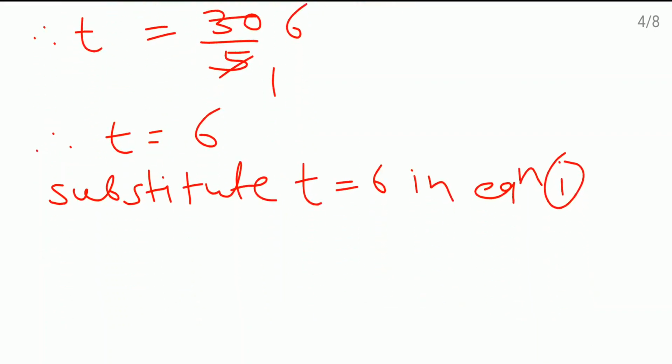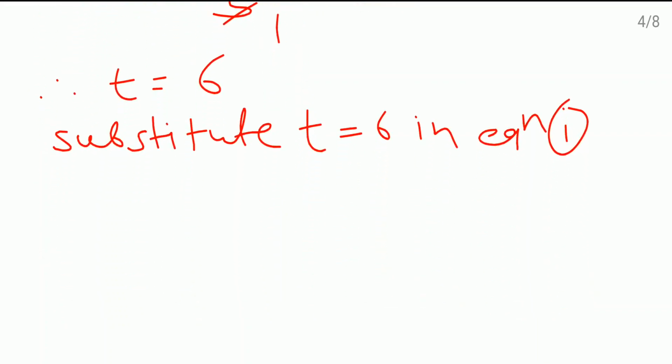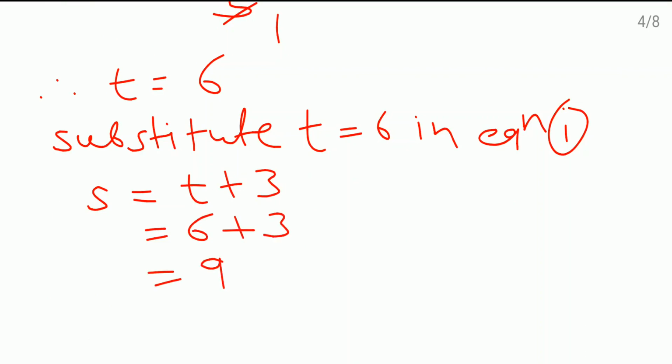What is our equation 1? Equation 1 was s equal to t plus 3. This is our equation 1. So here I'll substitute 6 plus 3, which comes as 9. Therefore, finally, the solution is 9, 6. Correct? We got the solution for the second question also. Now we'll move towards the third question.